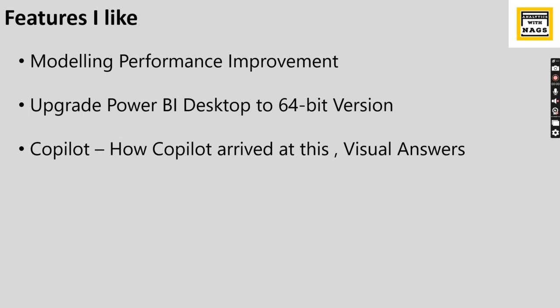And Copilot, there are two important things: how Copilot arrived at this, and visual answers. This is always important when you work with AI products, to double check, right? This will ensure we can double check it, meaning you ask a query in text like what is the quantity sold in this country for this category in this year, then whether Copilot has picked up the right columns to apply those filters, right? The country, category and year, right? So you can double check it using this how Copilot arrived at this feature. I will show it in a demo.